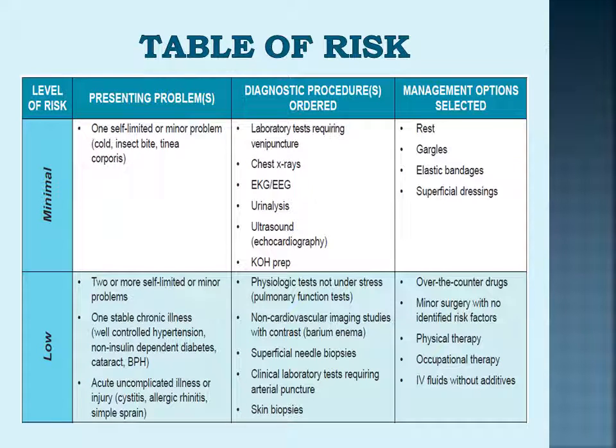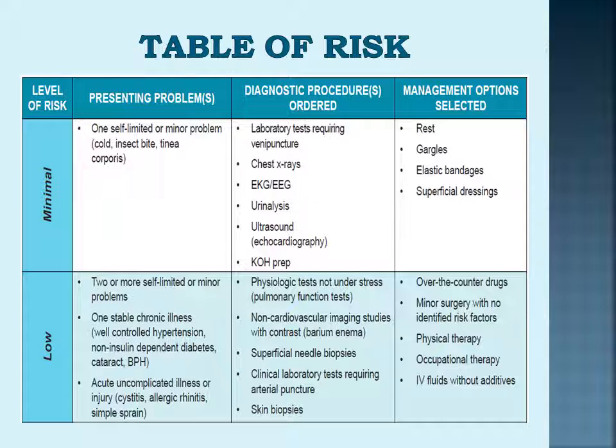This is known as a table of risk, and what you want to take a look at is the presenting problem. Again, if we look at the minimal level of risk, it's one minor problem. It could be an upper respiratory cold, insect bite, a minor skin condition. Any diagnostic procedures ordered, again, may be some lab testing done right in the office. And then some of the very simple minimal management options selected. Usually here there are no written prescriptions for any prescription medications. These are more educational or comfort measures such as rest, gargles, superficial dressings.